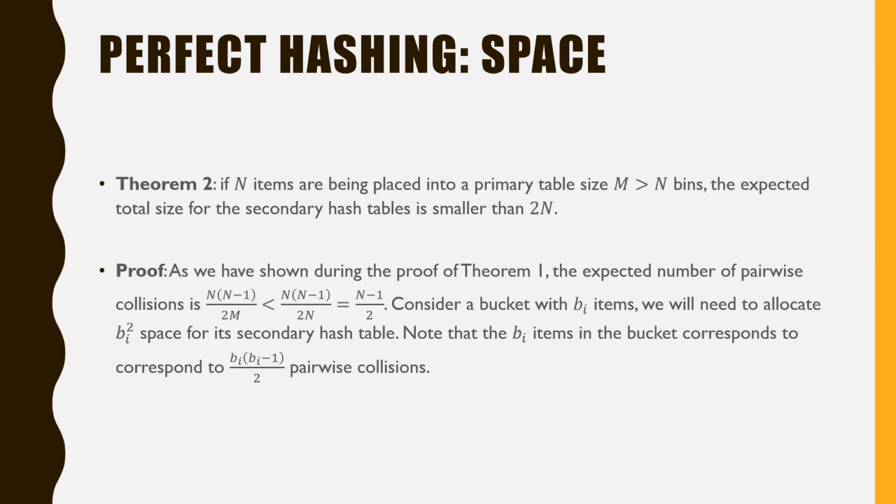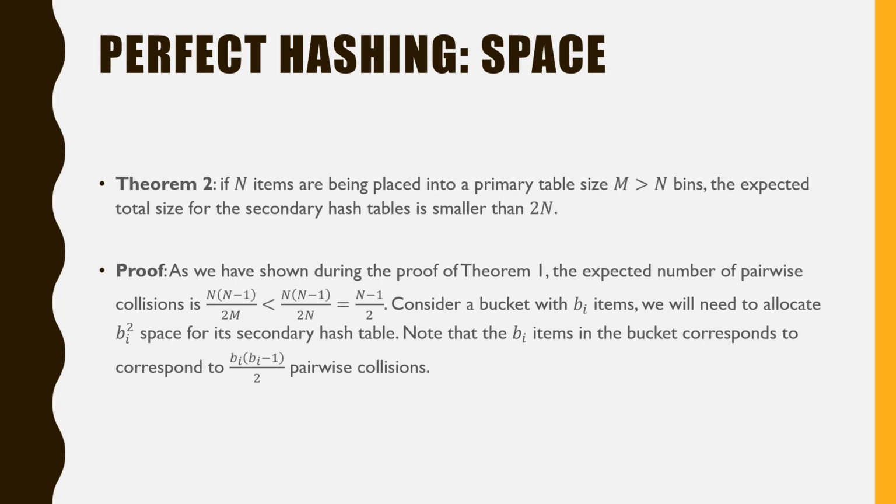To see the space consumption, we will prove the theorem. It says that if n items are being placed into a primary table with size m larger than n buckets, the expected total size for the secondary hash tables is smaller than 2n. To prove the theorem, recall that when we were proving the first theorem, we have shown that the number of expected collisions of a hash table is n times n-1 divided by 2m.